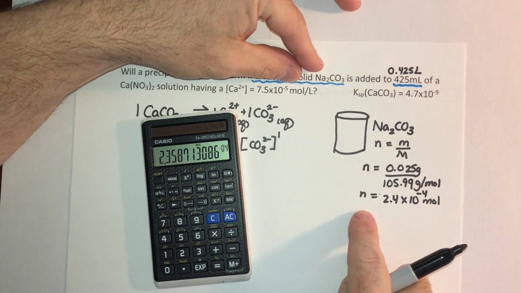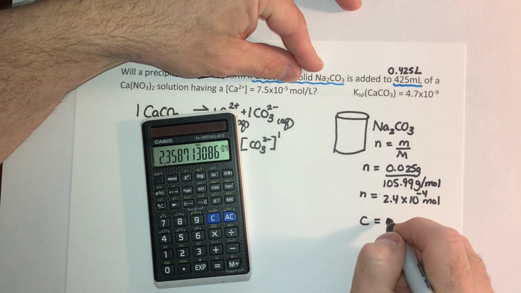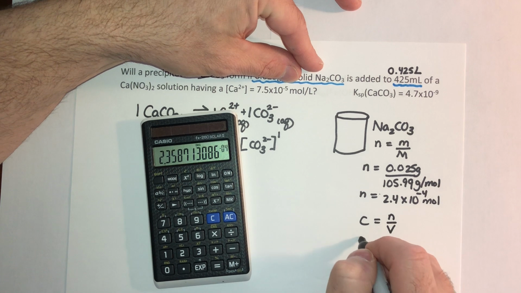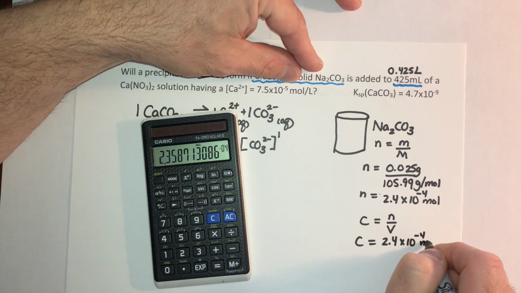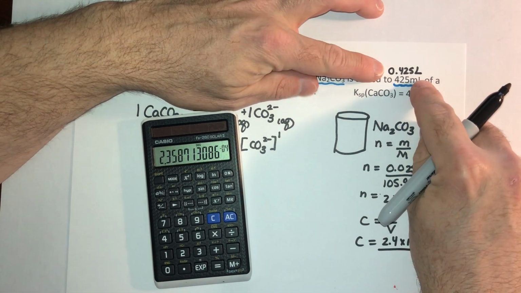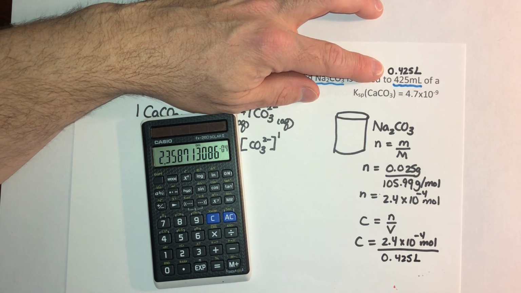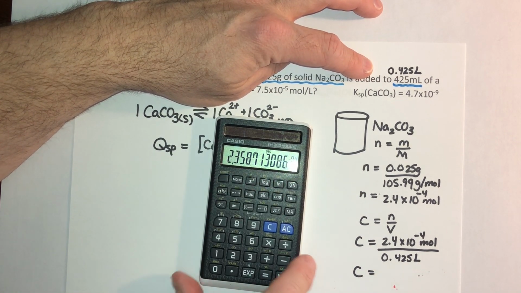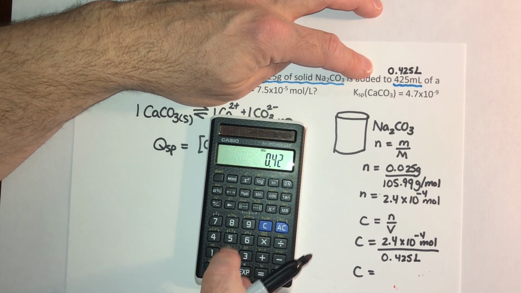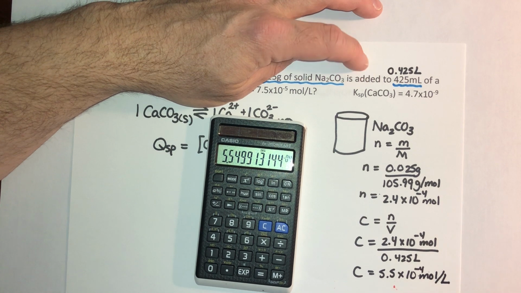Now, once you know the number of moles, just like in the last problem, I can calculate concentration. So concentration is moles over volume. So you now know the number of moles, 2.4 times 10 to the minus 4 moles. And the volume should be in liters. And we already changed it into liters. So this is 0.425 liters. So my concentration is 2.4, I'm just going to leave the number in my calculator, divided by 0.425. Gives me 5.5 times 10 to the minus 4 moles per liter.